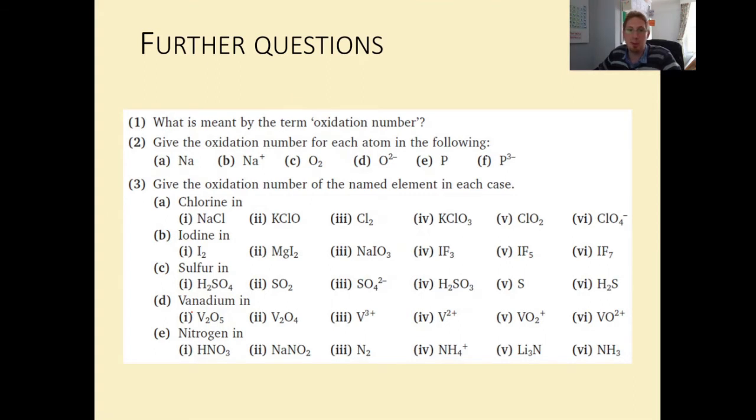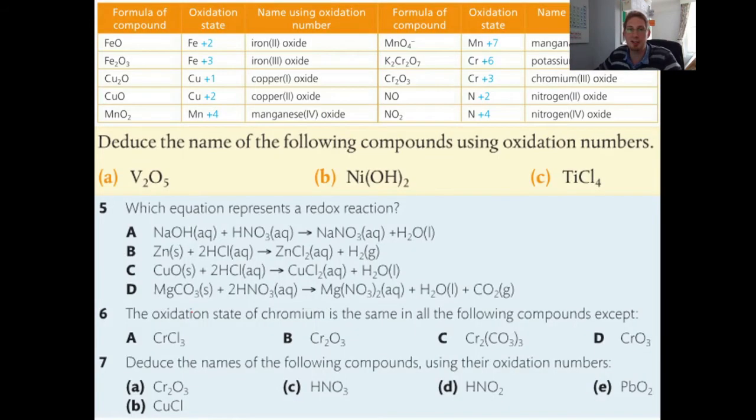Here's a few examples. I'm not going to go through them, but work out the oxidation number for each of these. Feel free to have a go if you struggle with this. And reminding you of how the namings work. So, for example, up here, MnO2, the manganese is clearly +4, so we write manganese(IV) oxide.